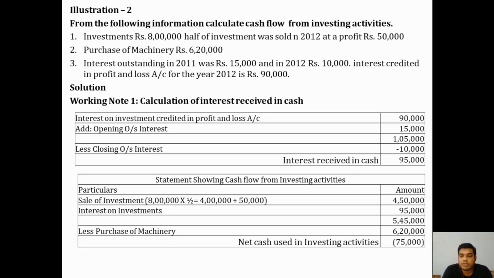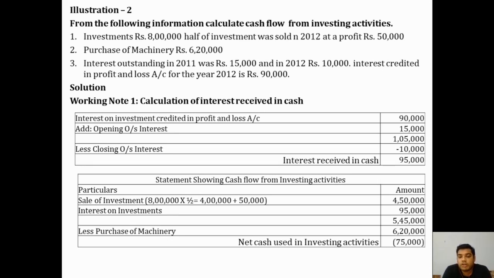So together it will come to 5 lakh 45,000. That is the inflow of the fund. Outflow of the cash: how has the outflow happened? We have purchased machinery for rupees 6 lakh 20,000. We have to subtract that purchase of machinery, which is an outflow of cash, 6 lakh 20,000. So we are getting an answer of negative 75,000 rupees.